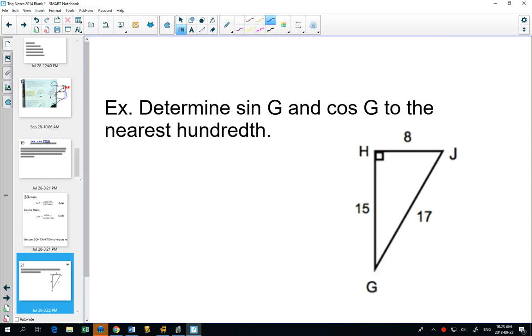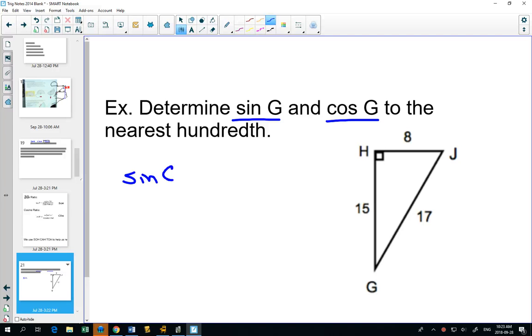So when a question asks you to determine sine g and cos g, like this one, or sine whatever angle and cos whatever angle, they're just asking for the definition. The number one mistake students make in this question is they get so excited to solve for something, they actually solve for something. This one, you just have to write down the definition. Sine is opposite over the hypotenuse.